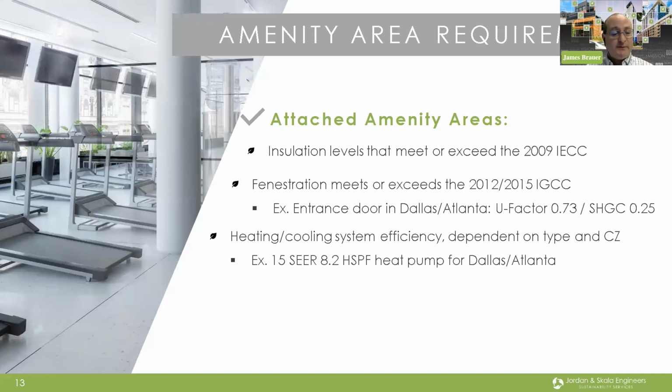Your heating and cooling system in your amenity areas need to have a specific system efficiency requirement that again is dependent on the type of system you're using and the climate zone you're building in. Again, using our example for Dallas and Atlanta, if you are wanting to do an electric system, then you would need to have a 15 SEER heat pump with an 8.2 heating seasonal performance factor. We generally see this in much higher numbers than this, because in your amenity areas, of course, the owner owns the utility bill. So having efficient systems just improves the owner's bottom line for operational costs.